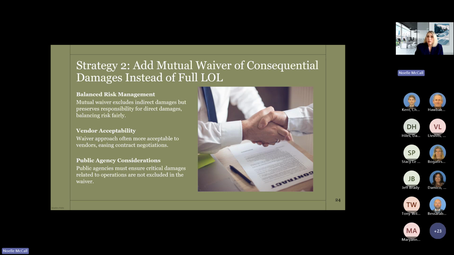Also, vendor acceptability. The waiver approach often makes it more agreeable to the vendors, which helps out with your contract negotiations. And then public agency considerations. You need to ensure that critical damages related to operations are not excluded in the waiver. So, for example, if you're hiring a vendor to repair a roof on a public building, then you don't want an exclusion on behalf of the vendor saying, hey, they're not responsible for roof damage or defective work. That wouldn't make sense.